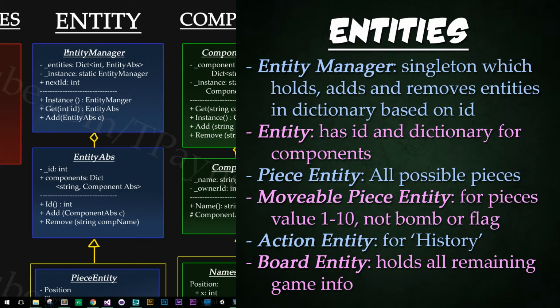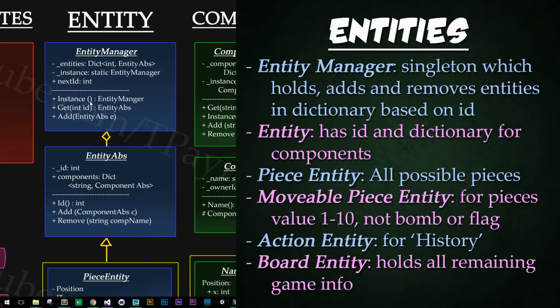Next, we have our entity manager. This guy just keeps track of all the entities that are ever going to be created. It's created as a singleton, so there's only ever one entity manager. And all it has is a simple int to generate the next ID every time an entity is created. So for the functions, we have instance, which is to grab the singleton instance of the entity manager. We also have get, so that we can get an entity based on the ID that's passed in.